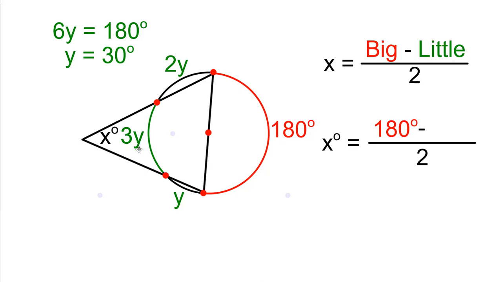So I'm just going to move that out of the way. When I plug that back in, 3 times 30 is going to give me 90. So I could have used that in the formula, but we don't need that. All right, so we have 90 as our little angle over here. So 180 minus 90, which is 90, divided by 2 is going to leave us with 45 degrees. So this angle here is 45 degrees.